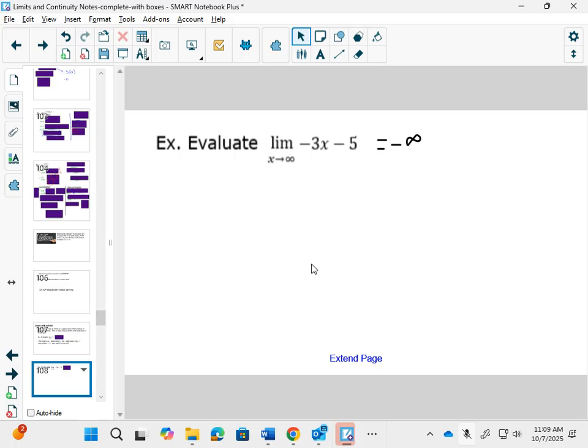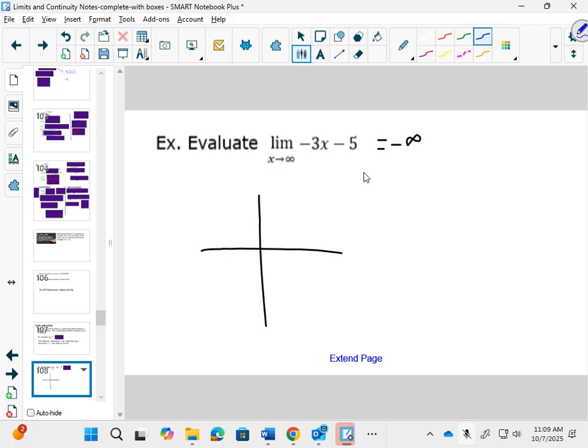Will we still be marked wrong if we said did not exist? For these ones, I want you to write which infinity it goes to, because of the way this connects to grade 12. In grade 12, here's negative 3x minus 5, right?